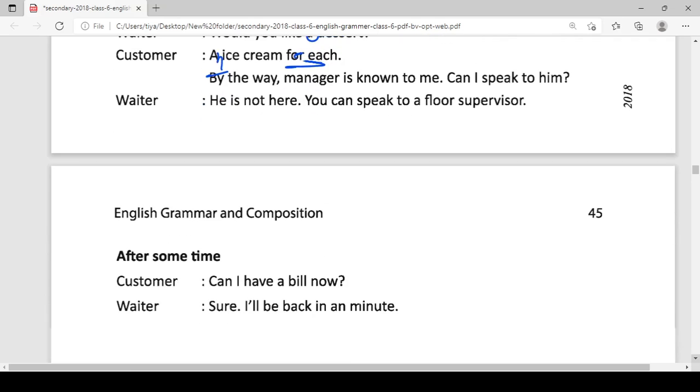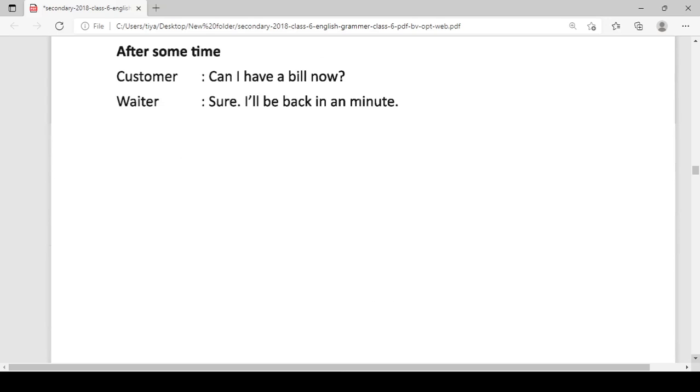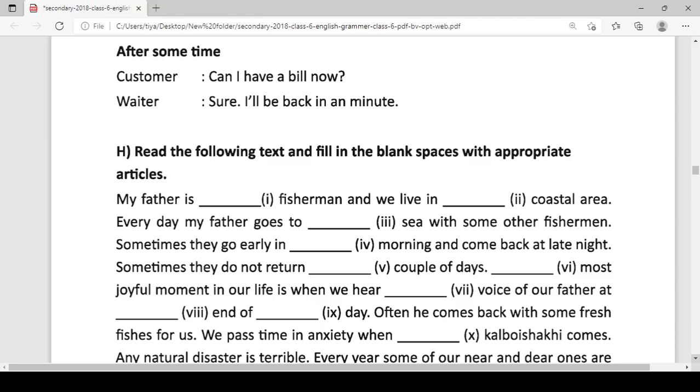So, this exercise is also done. I hope you guys are getting my point, and that the exercise I am doing is easily understood, what I am doing and what the concept of doing it is. Okay, now we have another exercise.